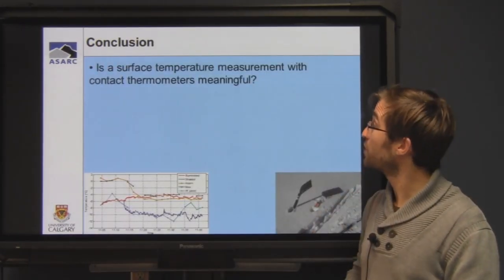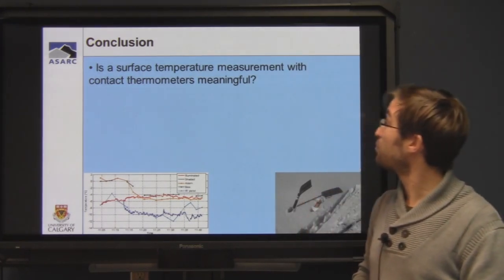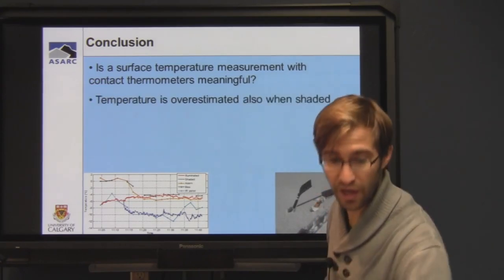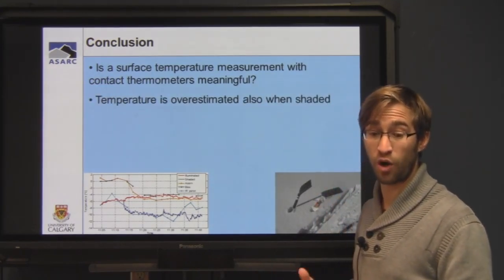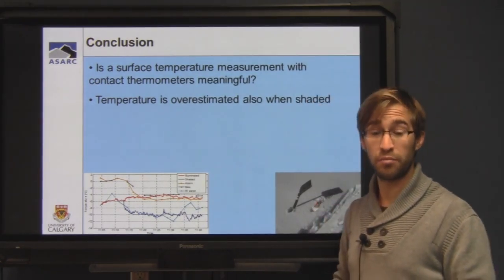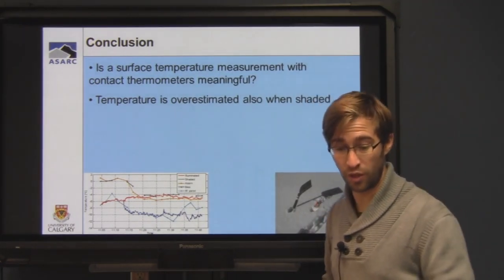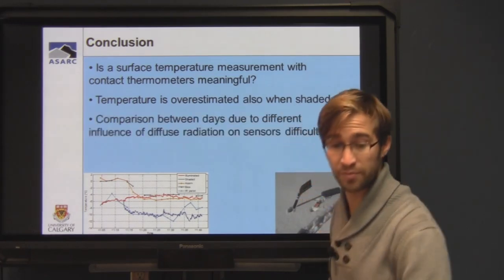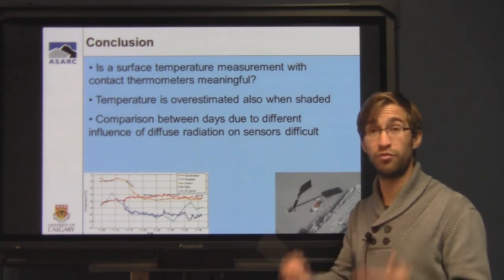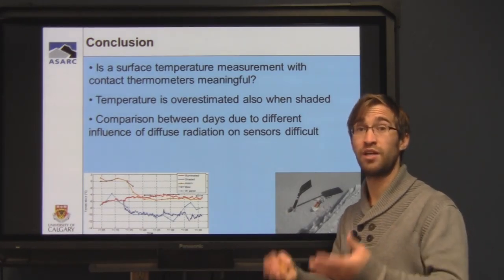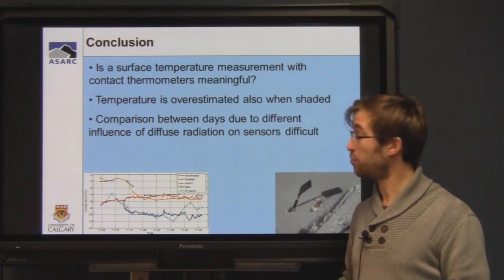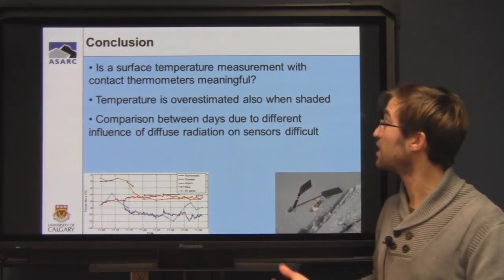So to conclude, the question: is a surface temperature with a contact thermometer meaningful? And we can say temperature is overestimated even when shaded. And this makes the measurements quite hard to interpret. The comparison between days is difficult because sometimes you have diffuse radiation because of the clouds, and sometimes the cooling process is quite high, which you are doing here. So you are not really knowing what you are measuring.